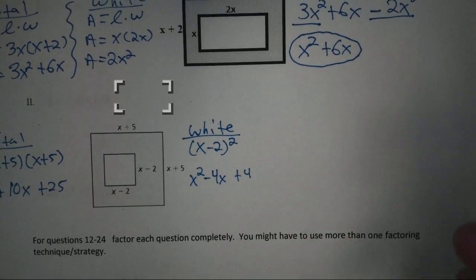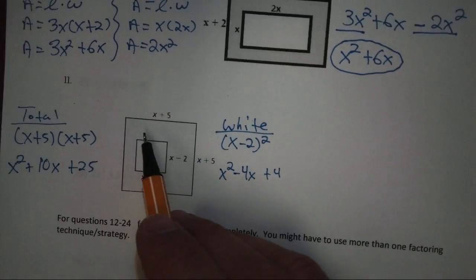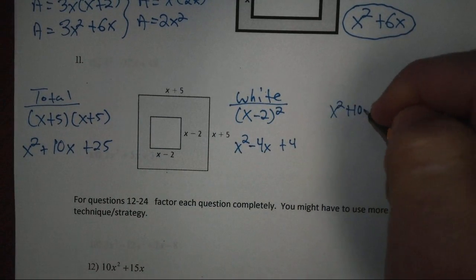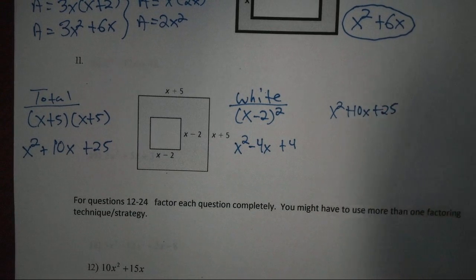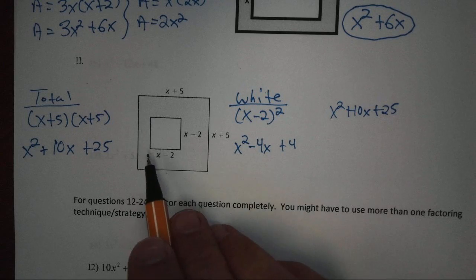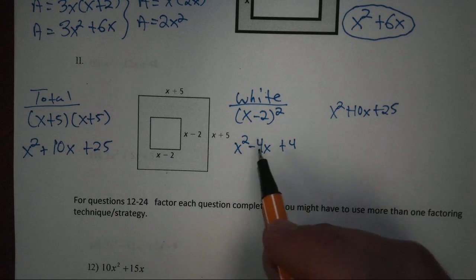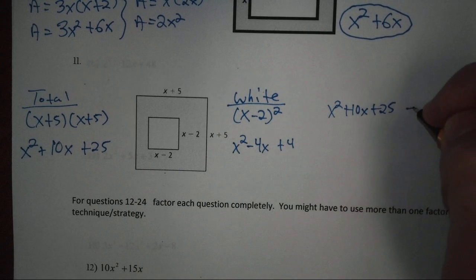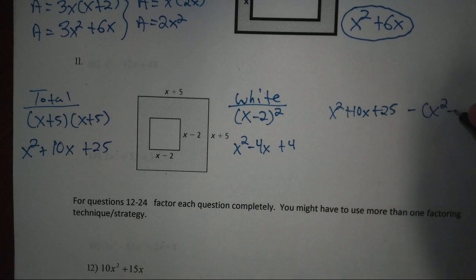So now, to find what we want, we started off with the entire pizza, which was x squared plus 10x plus 25, and we're going to take out the part that was the white. Someone cut that out and took it away. Now this time, since I'm subtracting more than just one number, I'm going to put it in parentheses, and you're going to see why in just a second.